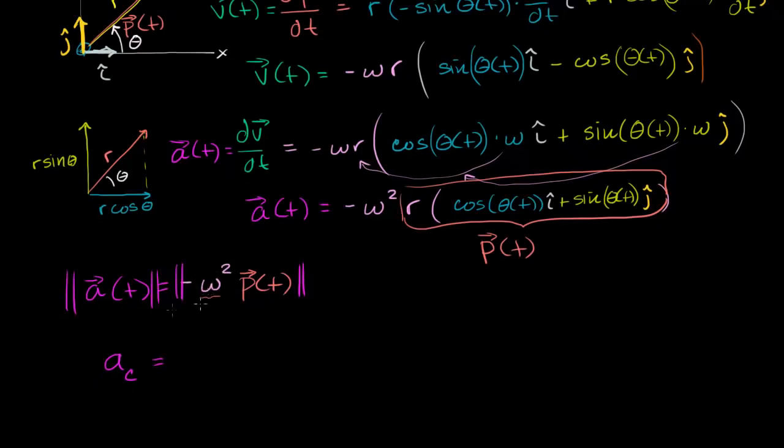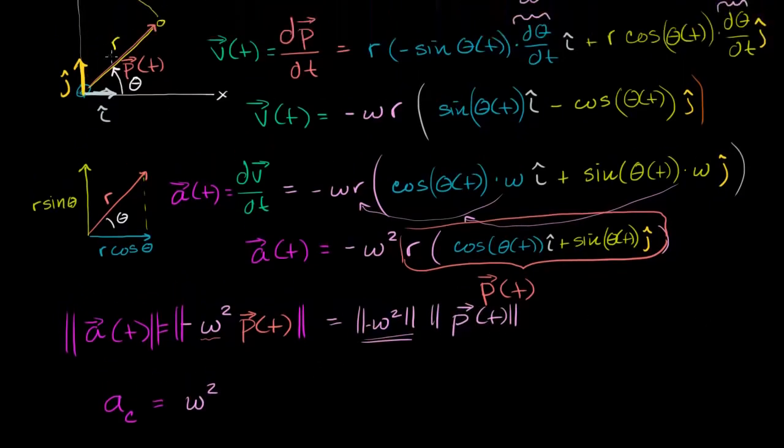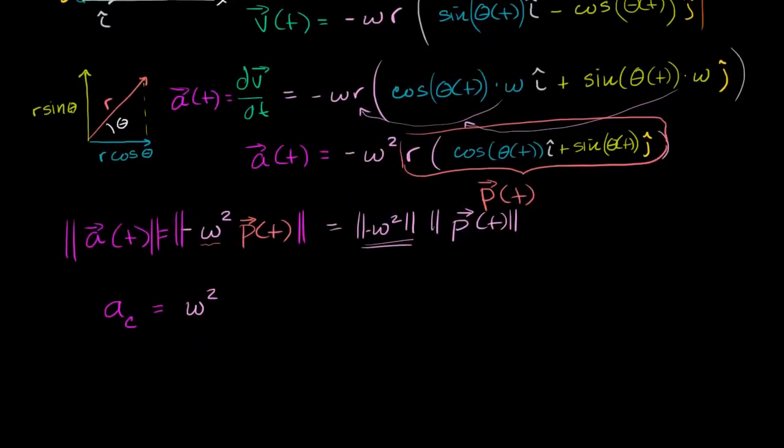That's just going to be a positive omega squared. We don't care about the direction. Sign gives us direction. We just care about the actual size. So this is going to be omega squared. Let me be clear. This is equal to the magnitude of negative omega squared times the magnitude of our position vector. The magnitude of omega squared is just going to be omega squared. You can get rid of the sign. And the magnitude of our position vector, we saw at the beginning of this video, is just r. It's just our radius.